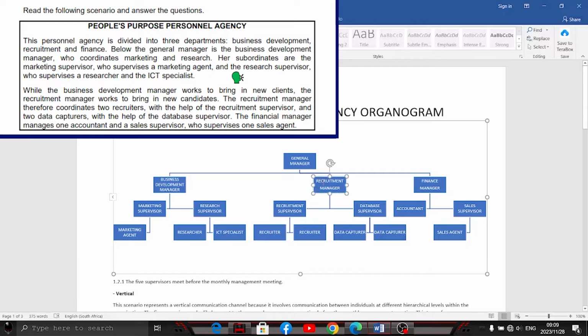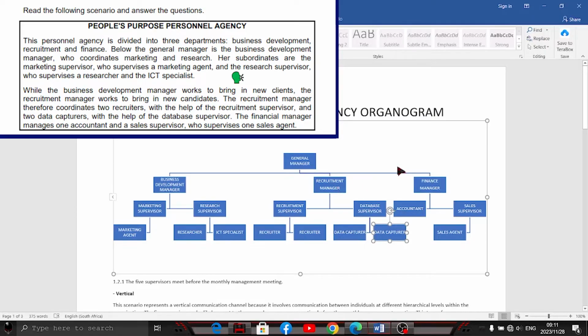However, this recruitment manager is overseeing these two recruiters' tasks and responsibilities through the recruitment supervisor, right? And then we have the database supervisor. The database supervisor is therefore responsible for overseeing the tasks and responsibilities of two data capturers, which we have over here, right? And then right there you have the recruitment department, right?